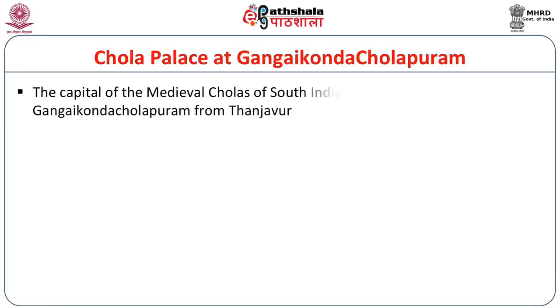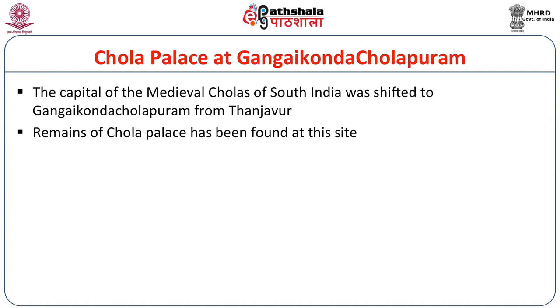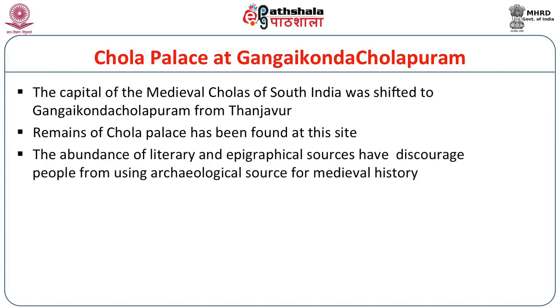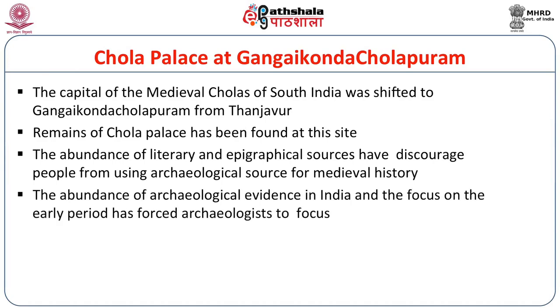We have medieval sites, several medieval sites. I am not going to discuss all these sites. I am taking two or three sites here. We have evidence for a Chola Palace at Gangaikonda Cholapuram. This was the capital of the medieval Cholas of South India, and it was shifted from Tanjavur to Gangaikonda Cholapuram. Remains of a Chola Palace have been found at this site. The abundance of literary and epigraphical sources has discouraged people from using archaeological sources for medieval history, as I already mentioned. I think we need to focus more on medieval archaeology.